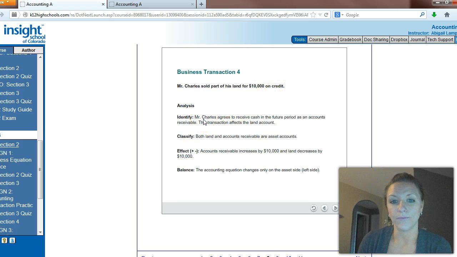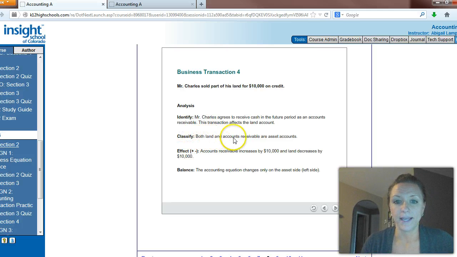Okay, so now someone else bought this land from us with that buy now, pay later credit form. So Mr. Charles agrees to receive cash in a future period as an accounts receivable. So when we owe something, it's an accounts payable. When someone owes us, it's an accounts receivable, money that we can receive.